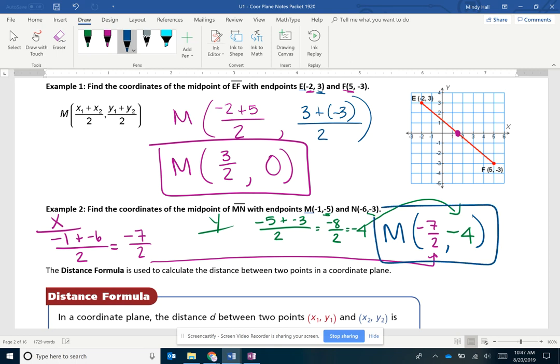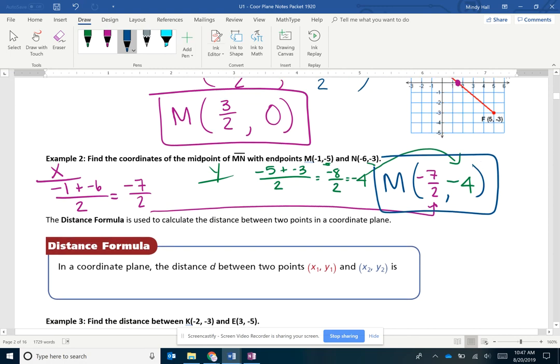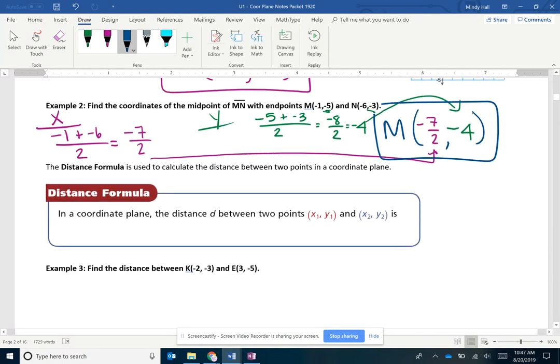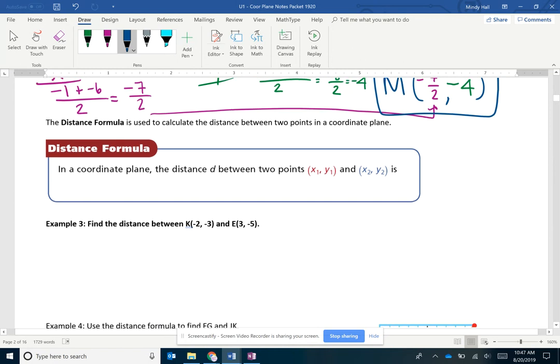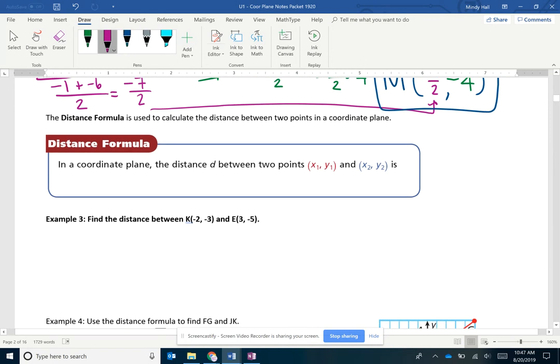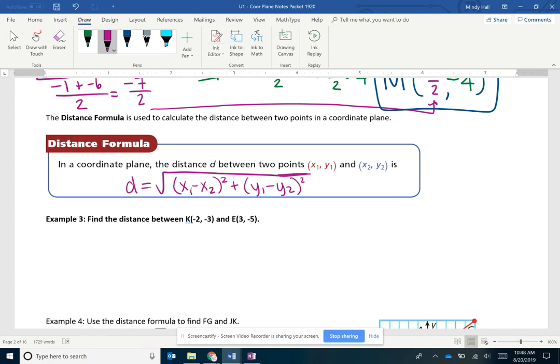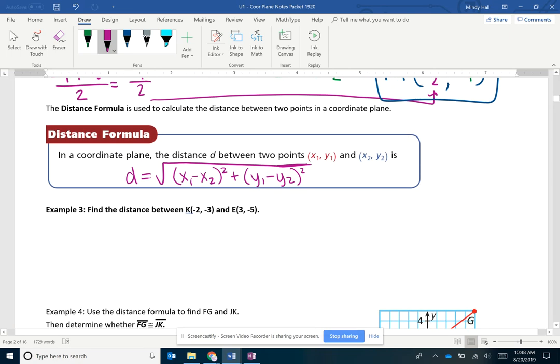Yay! All right, so then the distance formula is similar, but the distance formula is used to find the distance between 2 points. And so it is the square root of x1 minus x2 squared plus y1 minus y2 squared. And actually, fun fact, the distance formula is very closely related to the Pythagorean theorem. It's exactly the same, it's just a different way of writing it with different terms.